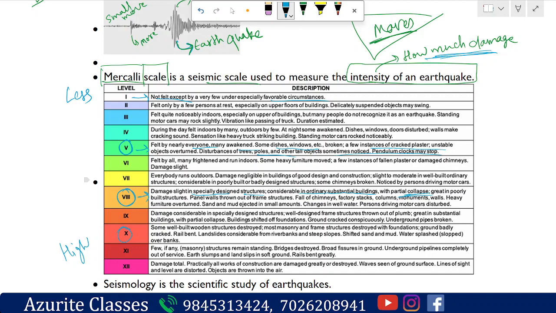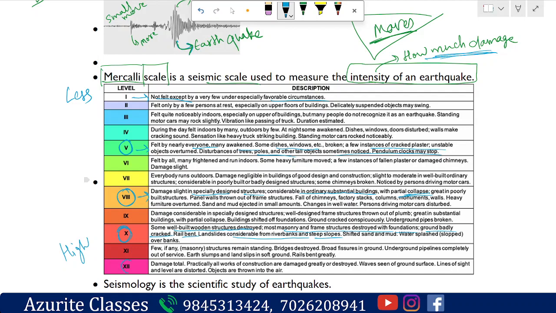If you go to 10, it is severe. Some well-built wooden structures are destroyed, most masonry and frame structures are destroyed with their foundations, and the ground is badly cracked. The roads get cracked, rails are bent, and there are considerable landslides from river banks and steep slopes. Those are all the things that happen. 10 means it is dangerous.